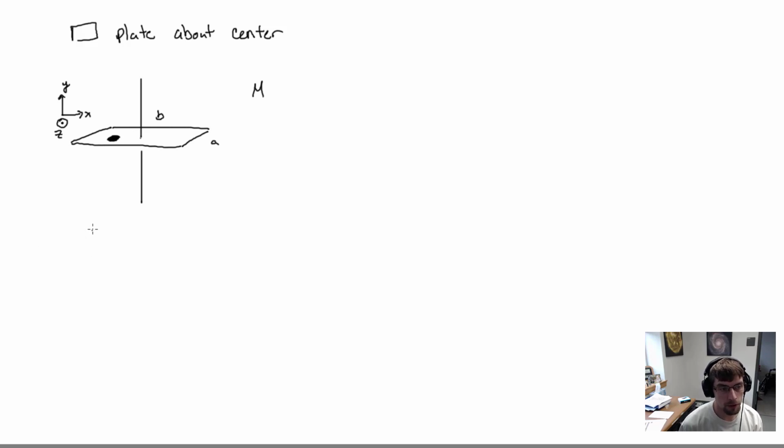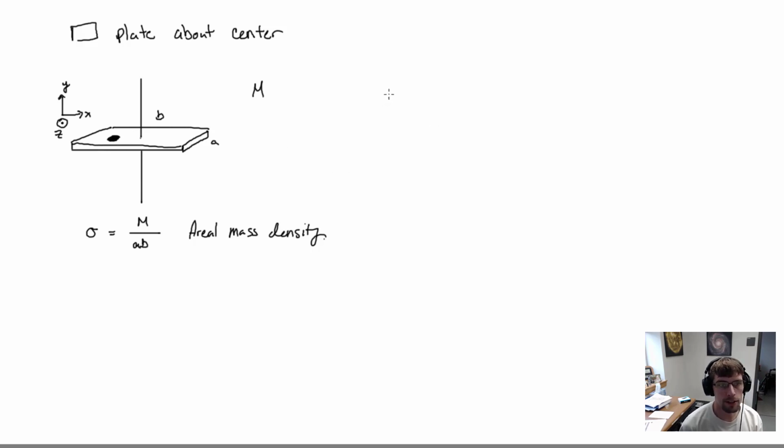Well, what I would first start off with is sigma is equal to m divided by AB. In other words, let's assume that the plate is uniform. And because it's uniform, I can take that whole mass and divide it out by the entire area and get an areal mass density.